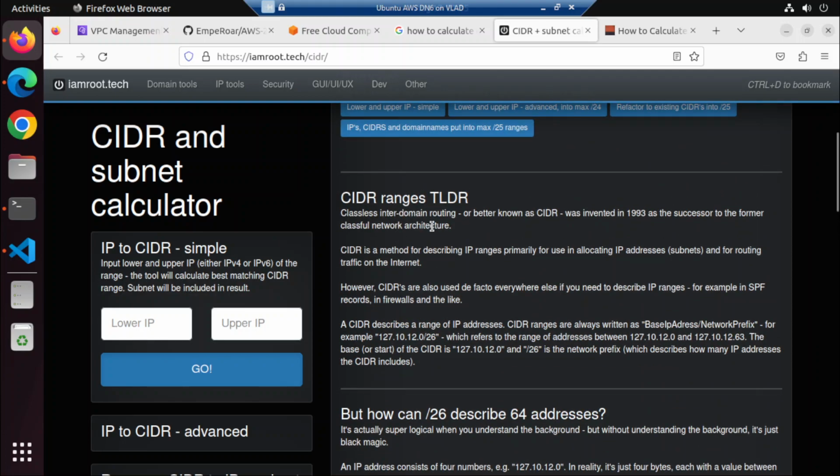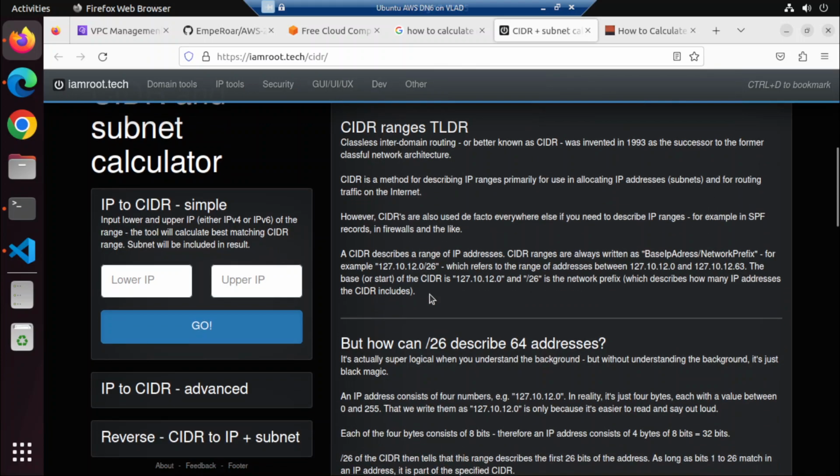Classless Inter-Domain Routing, better known as CIDR, was invented in 1993 as the successor to the former classful network architecture. CIDR is a method for describing IP ranges, primarily for allocating IP addresses, subnets, and routing traffic on the internet. However, CIDRs are also used de facto everywhere else if you need to describe IP ranges, for example in SPF records and firewalls and the like.